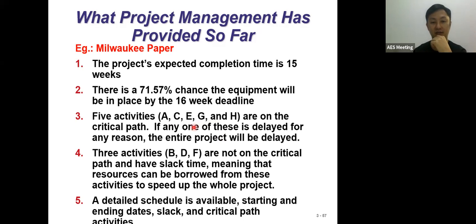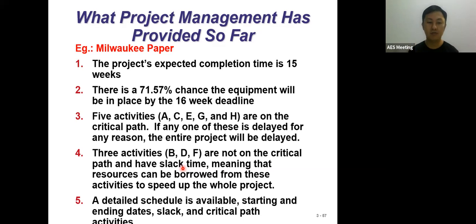So we have 3 activities for you. They are not on the critical path, so therefore we name them non-critical activities. Due to being non-critical, this also says that the resources might be borrowed, because the activities here are not so important to affect the speed-up of the entire project duration.